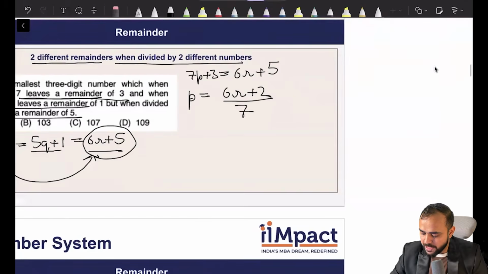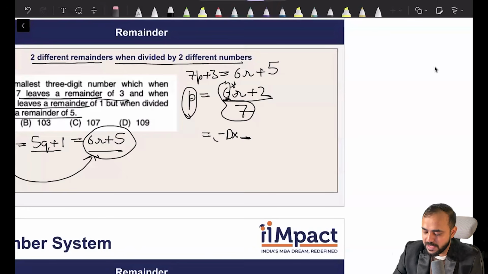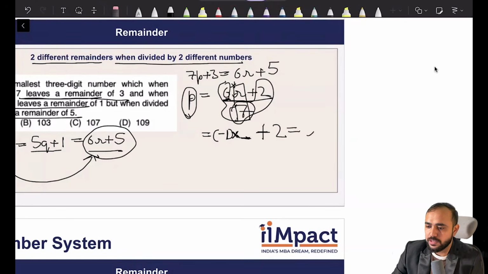Now, p has to be an integer, which means 6r plus 2 has to be divisible by 7. Remainder should be 0. So let us equate the remainders. 6 by 7 will leave a remainder of minus 1. This minus 1 into the remainder of r by 7, plus the remainder of 2 by 7, which would be 2, should be equal to what? 0.